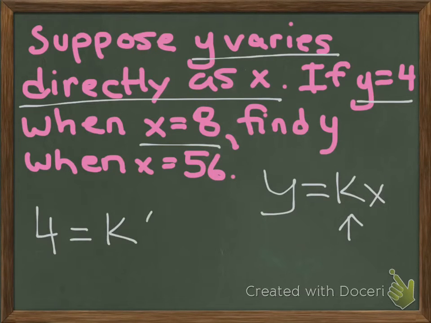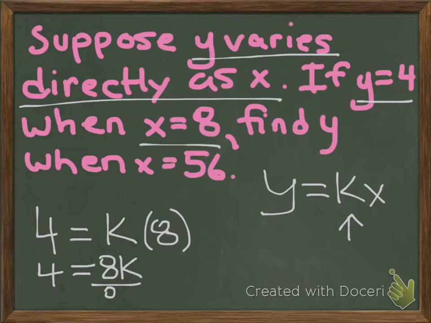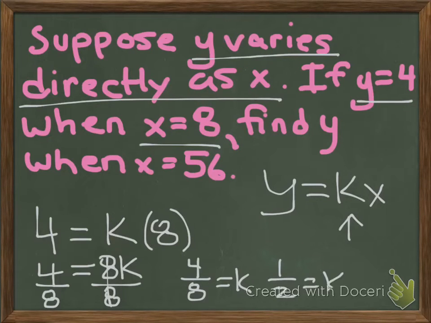8 for x. Usually we see the number coming before the variable, so let me switch that to be 4 equals 8k, and we're trying to solve for k. So we would need to divide to cancel out the 8, and we get 4 over 8 equals k. Now we want to write that as a simplified fraction, so it would be 1/2 equals k.